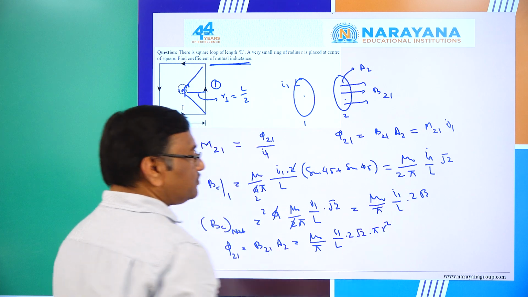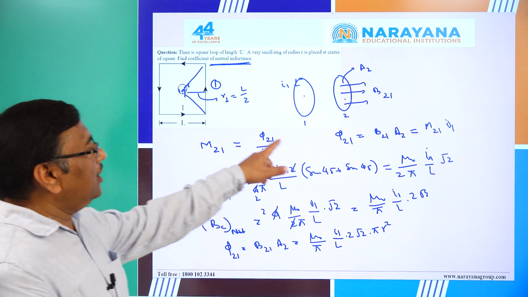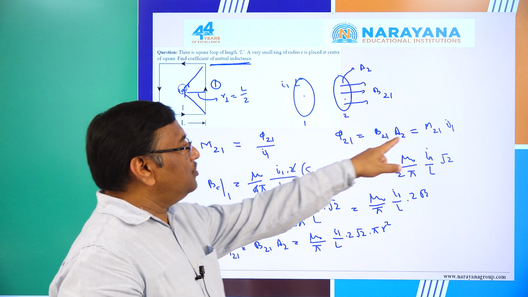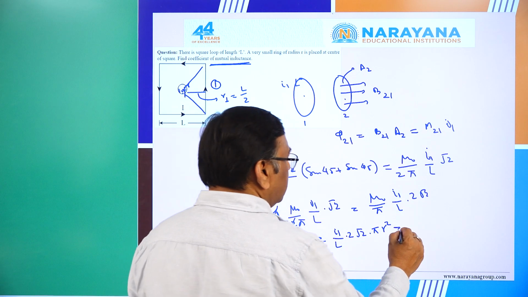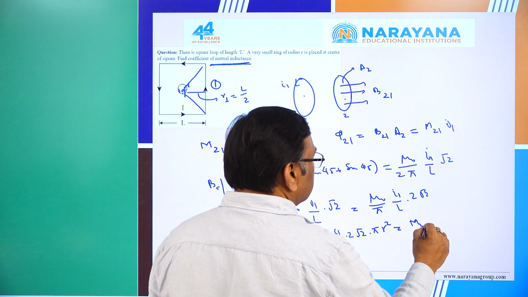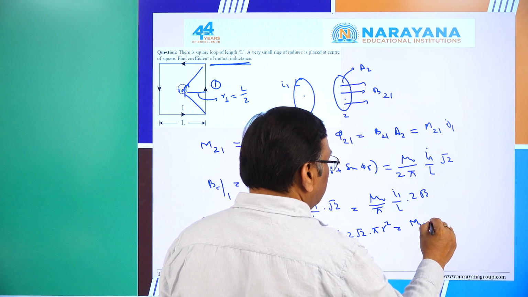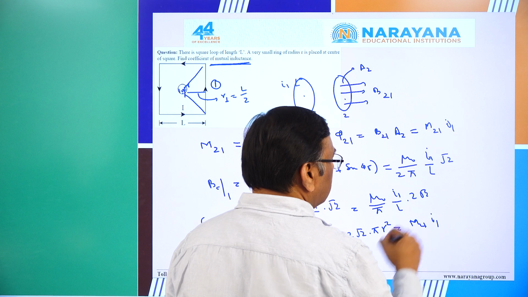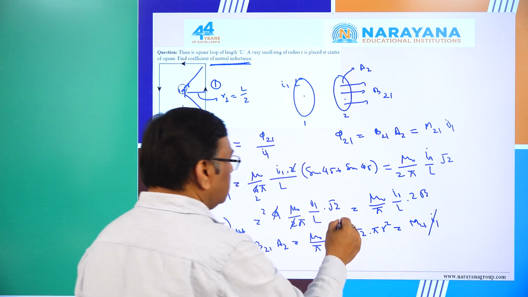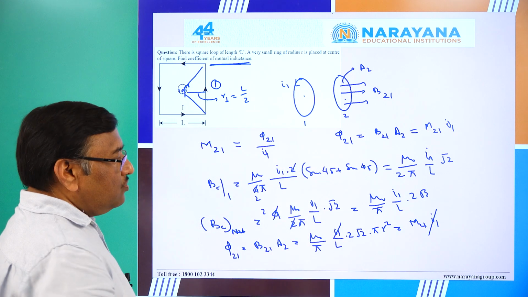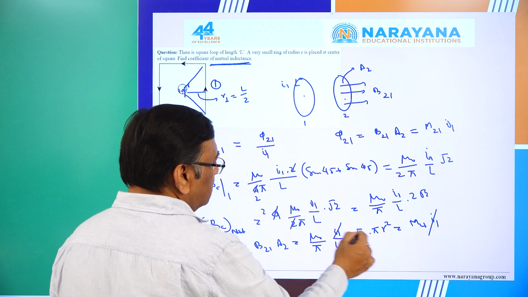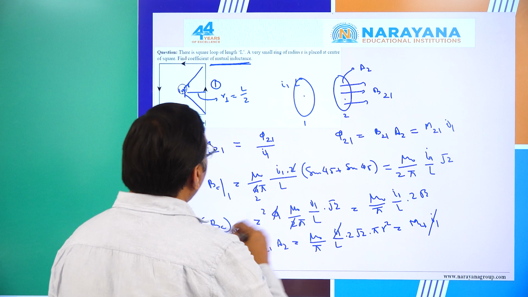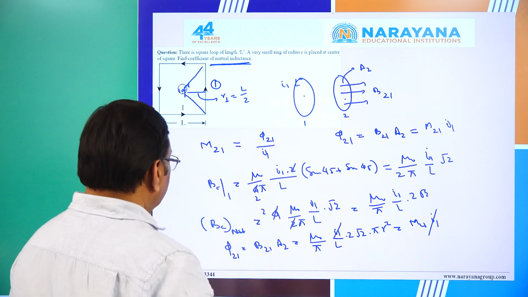So now you write it as mu 0 upon pi I1 upon L into 2 root 2 into pi r square. But what we said in the beginning, by definition flux is going to be mutual inductance into the current. So this is nothing but the mutual inductance of the secondary due to primary into its current I1. This I1 we can get rid of. So M21 is mu 0 upon pi, up this pi r square, 2 root 2 upon L.